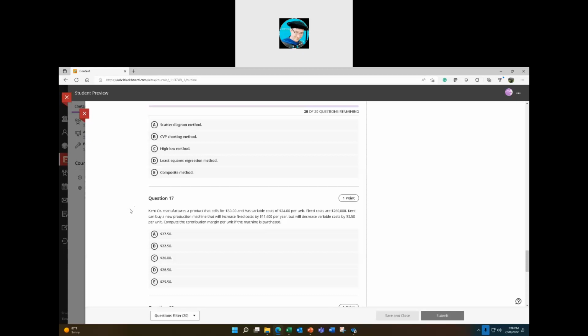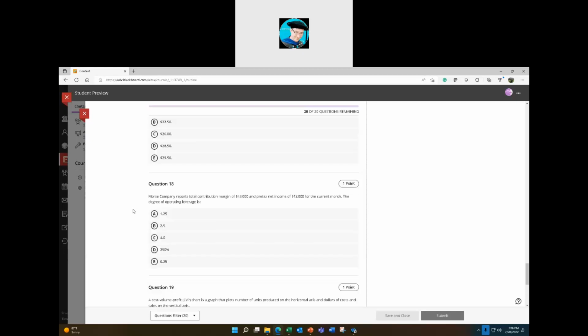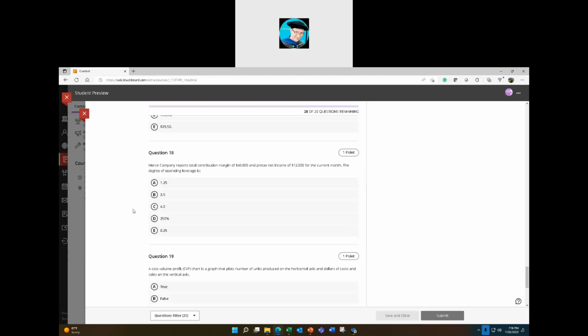Sales minus variable cost gives you the contribution margin per unit. Pretty sure, right? Look it up. We just talked about it. So that's 21. Question 18: Chapter 21, contribution margin. It's talking about the degree of operating leverage. We just talked about that a few minutes ago.